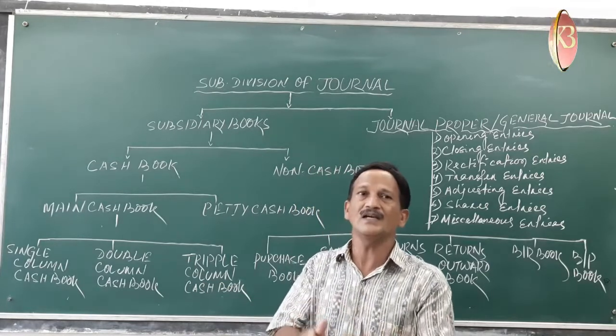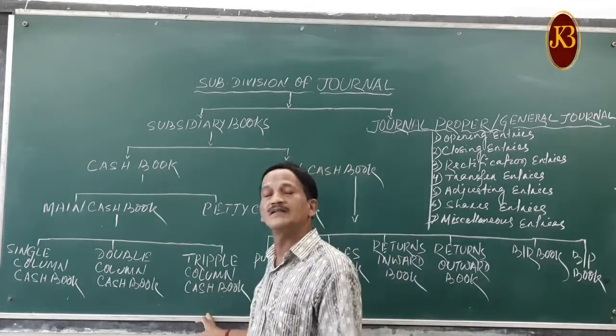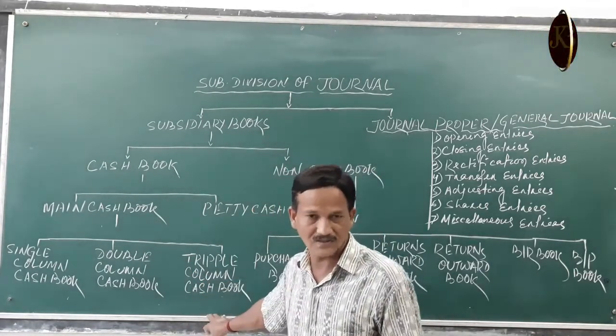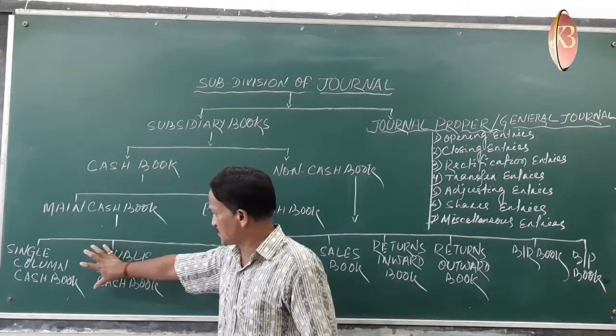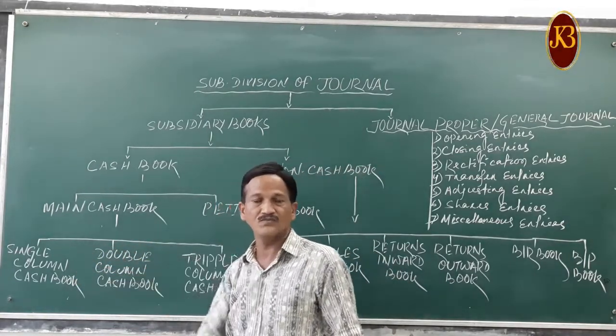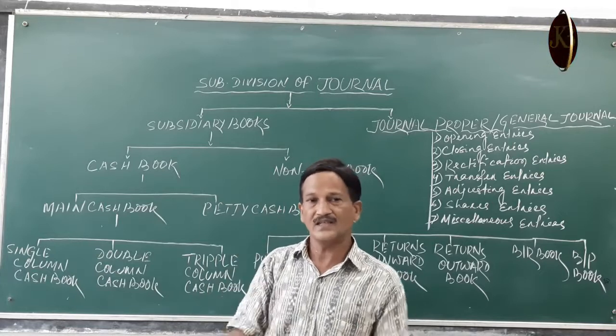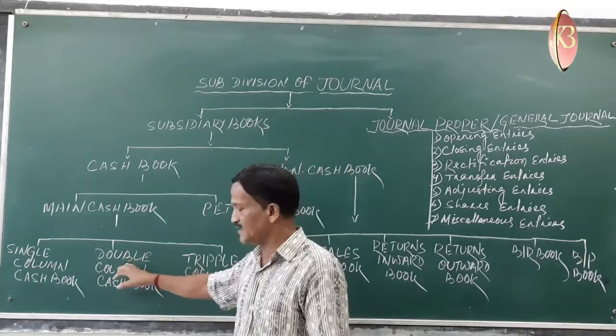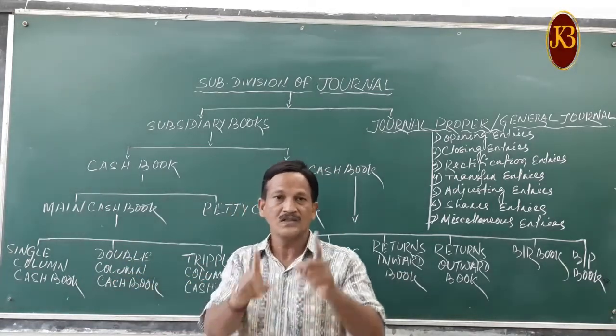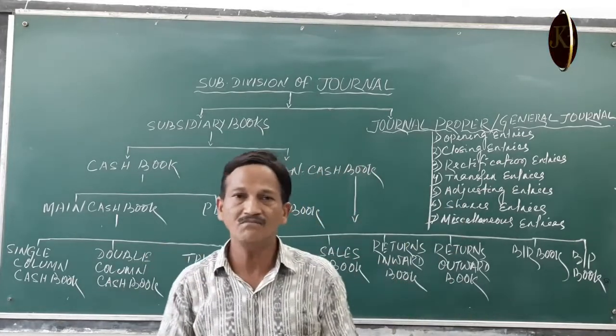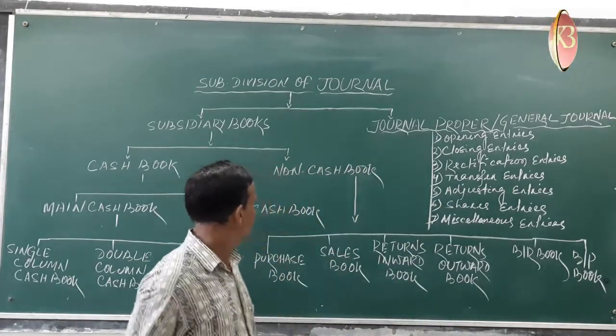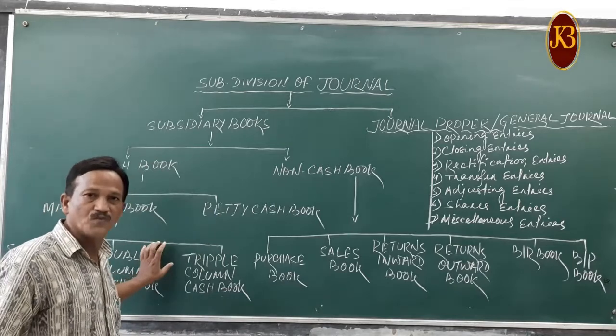In 11th class, the triple column cash book is not in the syllabus, so we are restricted to the single column cash book, meaning 1 column, the cash transactions. Second is the double column cash book, cash column and bank column transactions. So this is the cash book, the main cash book.